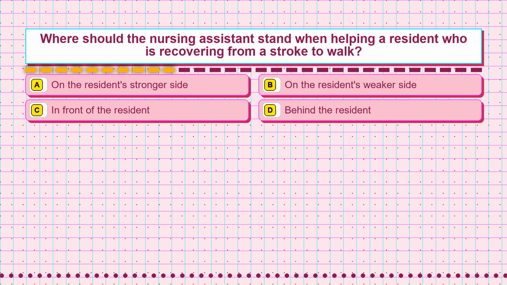Question 2. Where should the nursing assistant stand when helping a resident who is recovering from a stroke to walk? Option A. On the resident's stronger side. Option B. On the resident's weaker side. Option C. In front of the resident. Option D. Behind the resident.